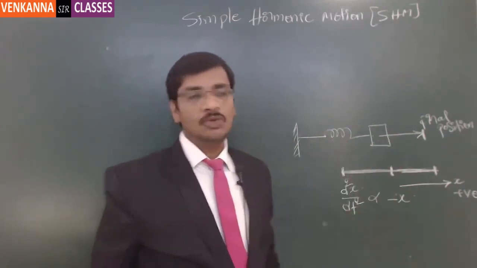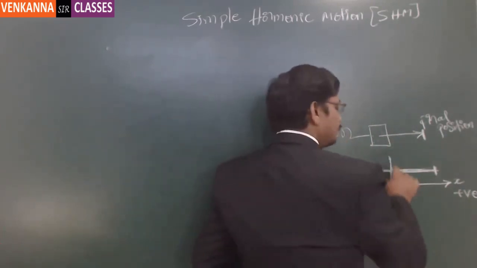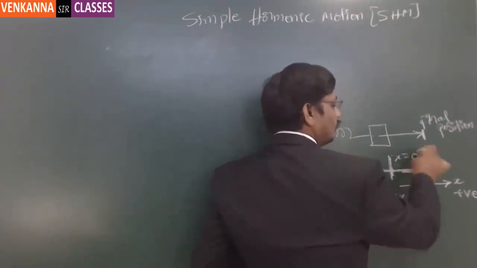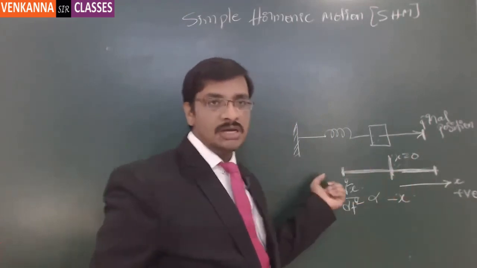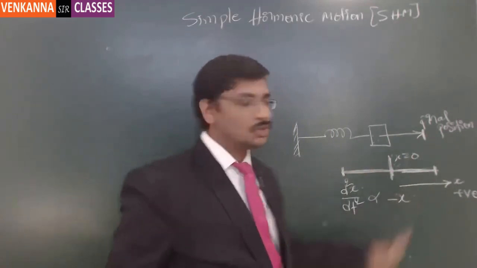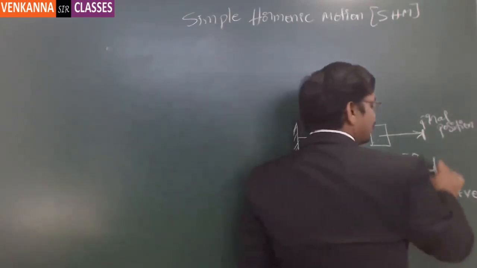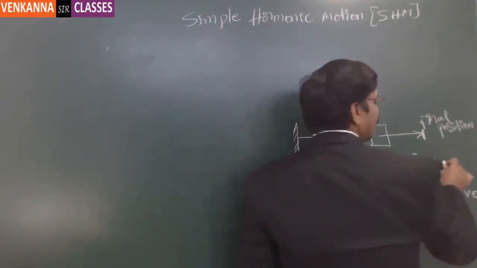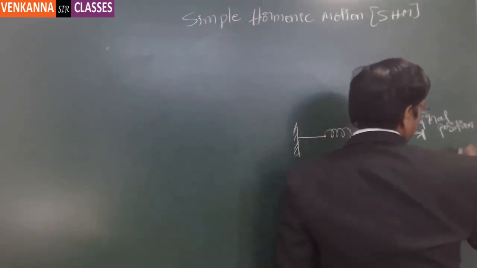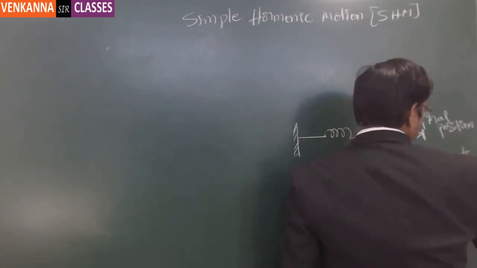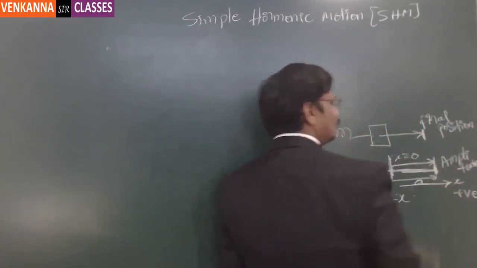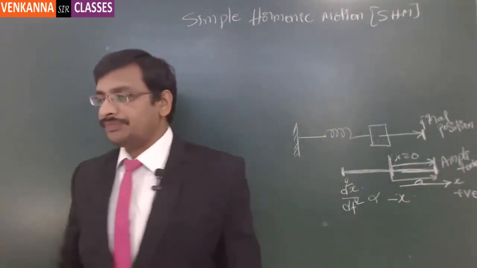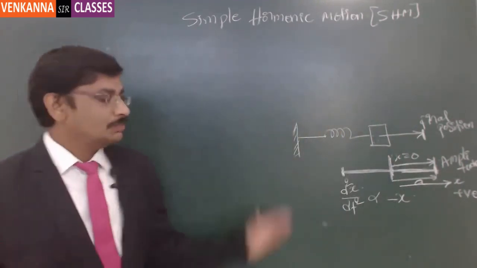At any instant, taking this as the origin, x equal to 0 location, if you move in this direction it will bring you back, and if you move in this direction it will bring you back to this location. The highest length it can move is called the amplitude. This is the highest length it can move, and the amplitude is usually represented with the letter A. Got it? So this is simple harmonic motion.